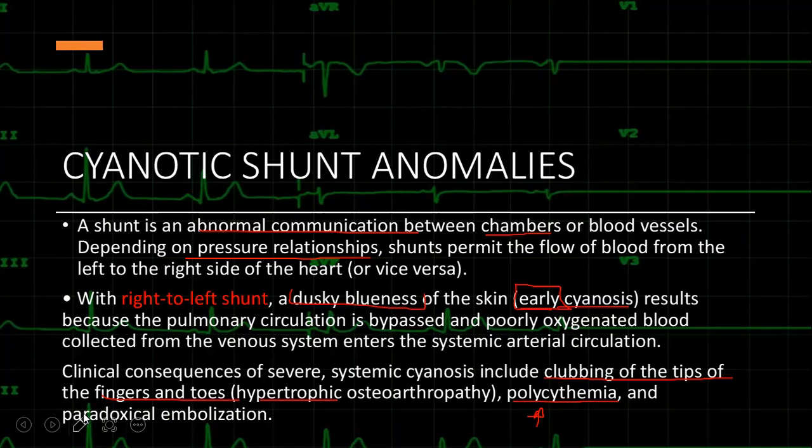And so there is a paradoxical embolization in that an embolus, especially the thromboembolus from the deep venous thrombosis, will migrate from the right side to the left and can cause systemic, not hypoxia, rather ischemia, ischemic damage.